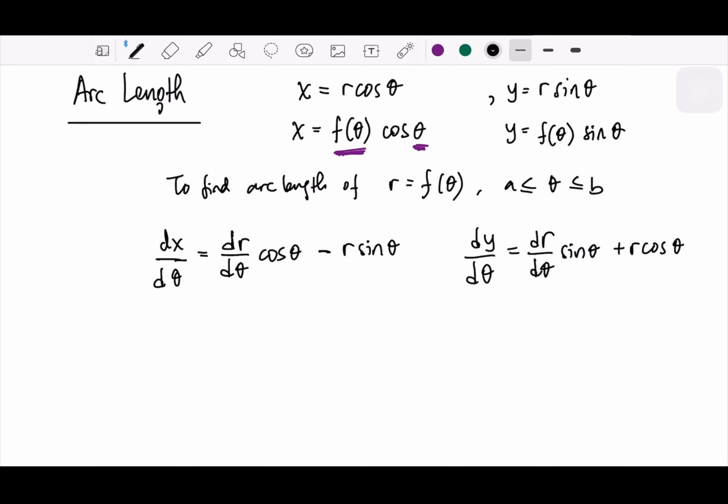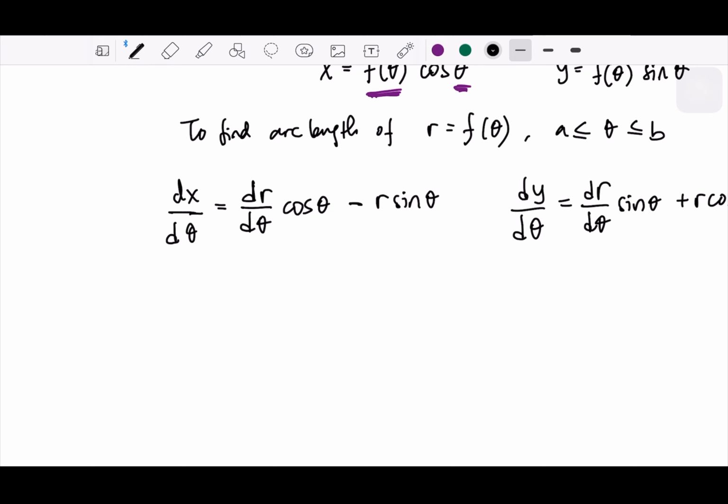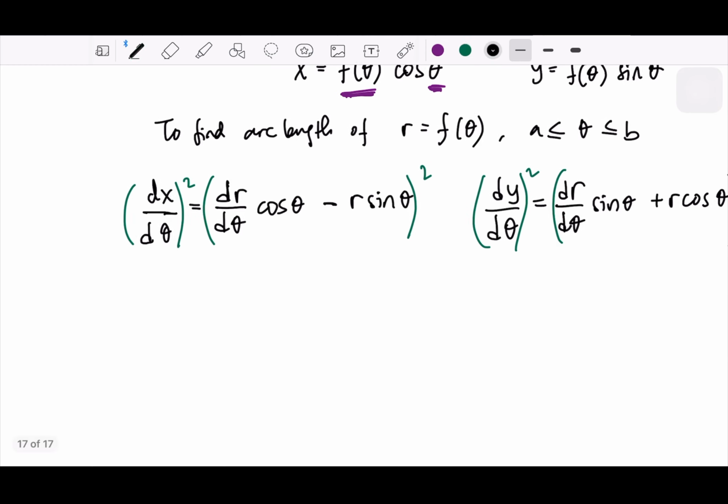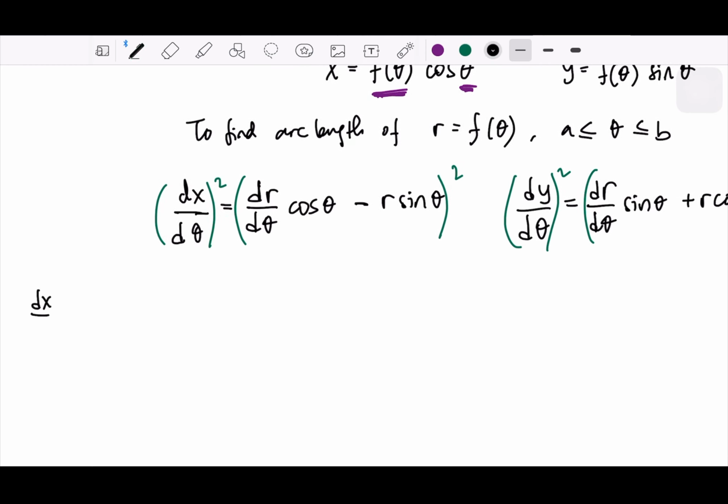So let's start with this, okay? And then we try to square this one. So we square dx over d theta and dy over d theta, okay? Because remember, in parametric, we already know how the arc length, and it has a square, right? So let's just square this too. And then we combine those two. So we can write dx over d theta squared plus dy over d theta squared.